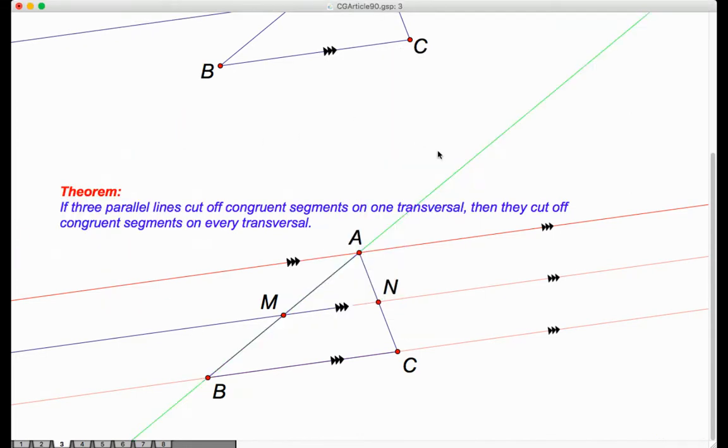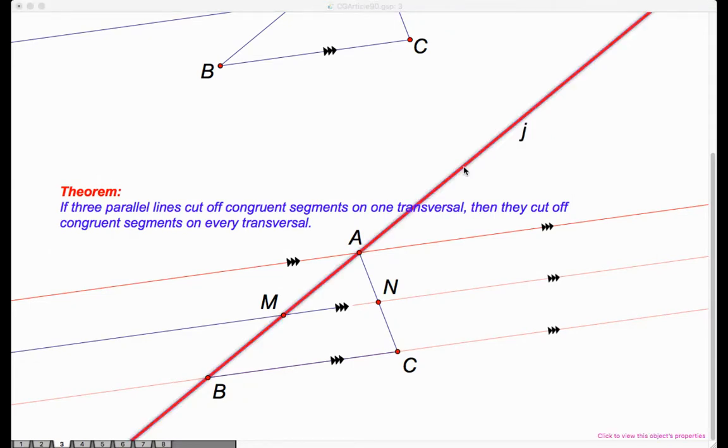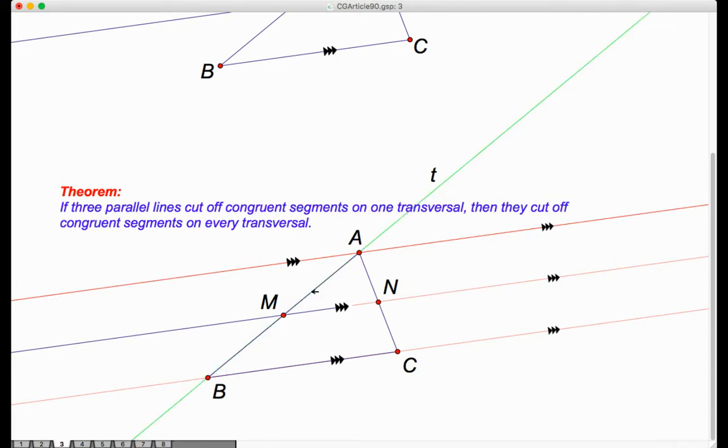Okay, so this is the transversal line T. So this is line T. Transversal line T is cut off. Segment AB is a portion of transversal T, and this particular segment is cut into two congruent segments, AM and MB.